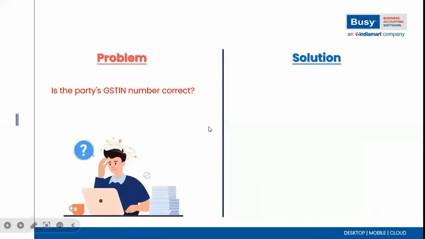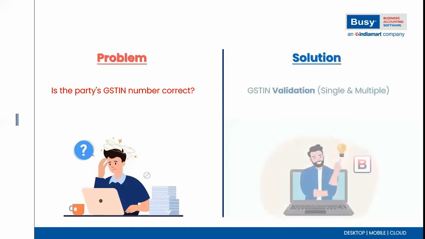So is the party's GSTN number correct? Suppose you have already created the party, and now you want to see whether the GSTN number of this party is wrong or right. So you have one option in Busy. Either you can check in multiple mode or else single. Suppose you already have a created party, you just go to the modification option, open that party and validate it. This one is called a single GSTN number validation.